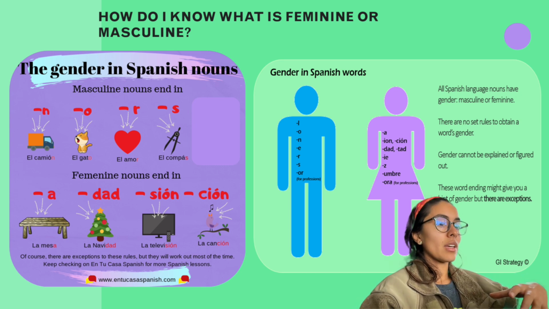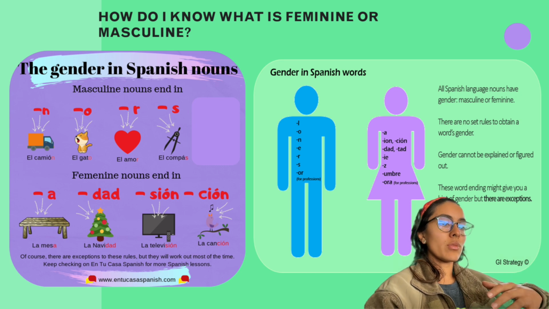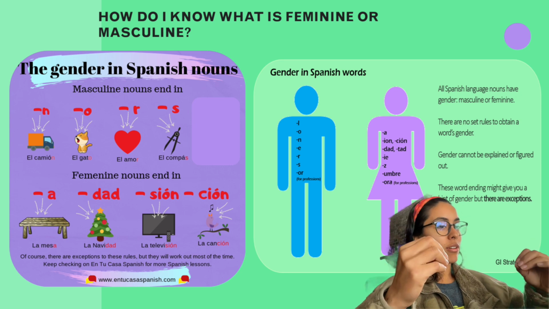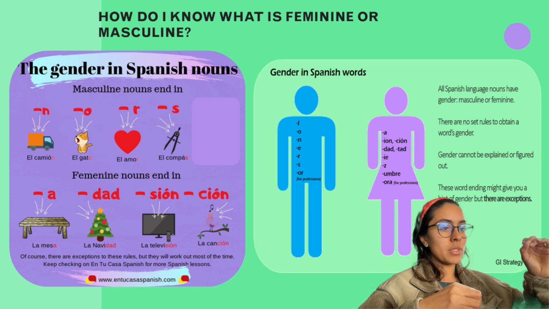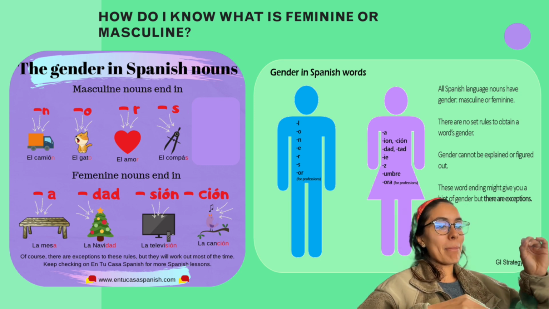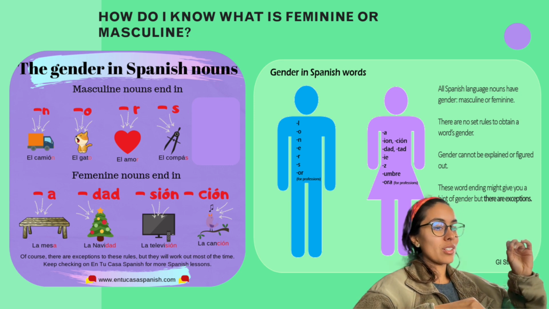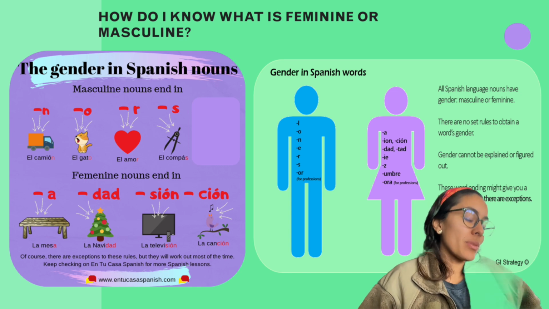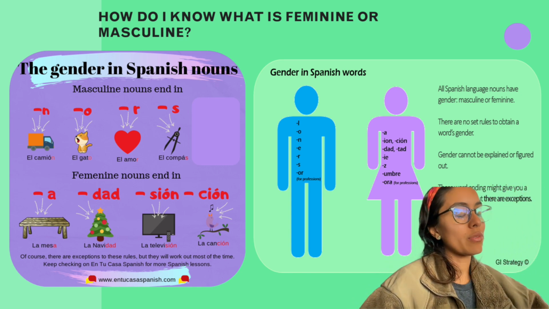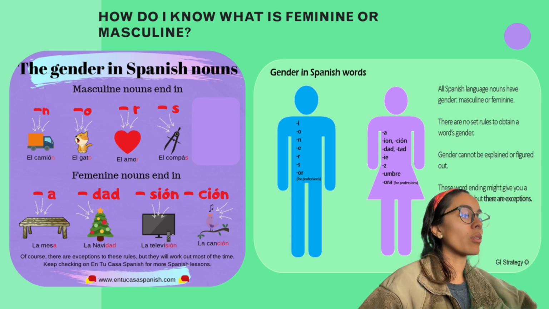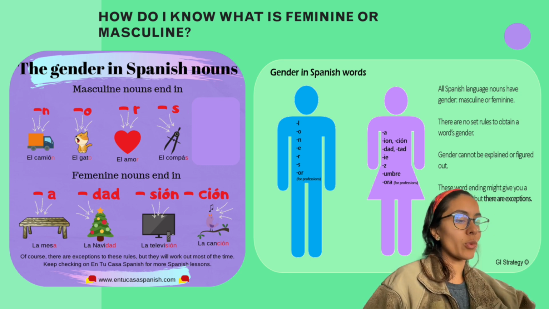So all Spanish language nouns have gender, masculine or feminine. There are no set rules to obtain a word's gender. Gender cannot be explained or figured out. The word ending might give you a hint of gender, but there are exceptions. So that's pretty much what I was saying. And I took these images from the internet, and you're welcome to always question me or go to the internet and get more insight about them.